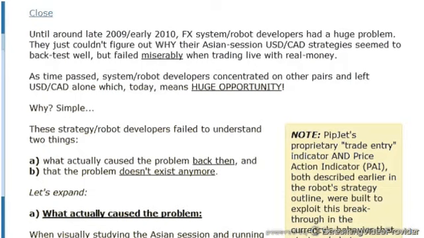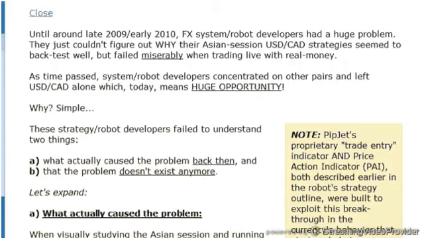For you and anyone really to trade PipJet with USD CAD, or even if you don't use PipJet, to trade USD CAD. Basically, any robot system can have a huge advantage trading the USD CAD. What happened really is that these strategy and robot developers failed to understand two things. One, what actually caused the problem back then, and two, that the problem doesn't exist today. It doesn't exist anymore. This is really important.